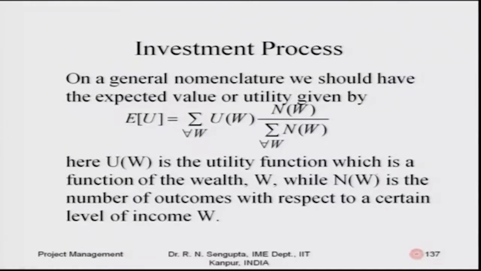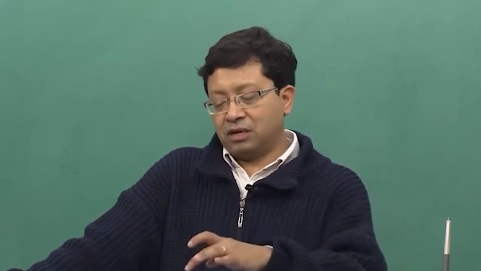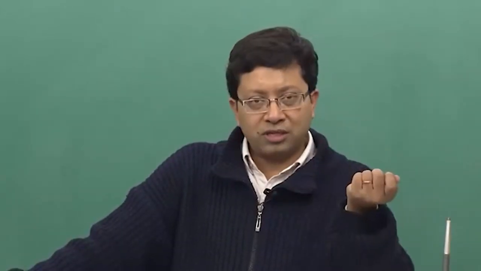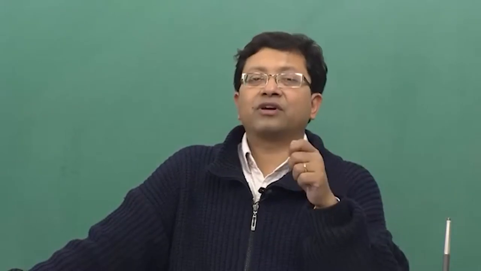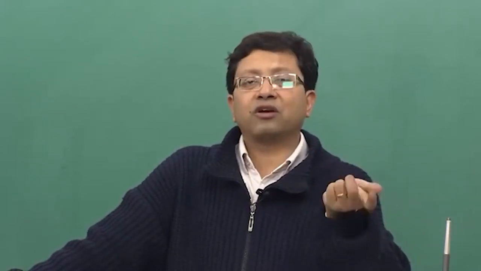U suffix W is the utility, which is the net outcome happening by investing W. And the second term, which is a ratio with N_W in the numerator and the summation of N_W in the denominator, basically means the probability. So, the probabilities which you saw, one third, or in the other problem for the machine, it was half, one fourth, and so on for these other examples. That means, in the denominator, you have the total number of outcomes, and in the numerator, you have that particular outcome for which the utility is given as U_W. So, as W changes, U_W changes. As W changes, you will have a different number of outcomes. Corresponding to that, you will find different probabilities.